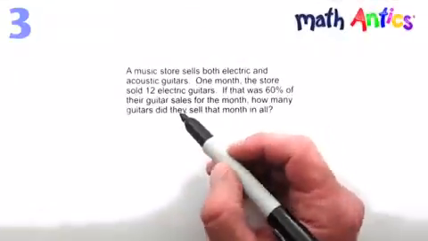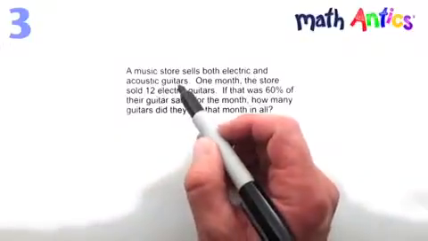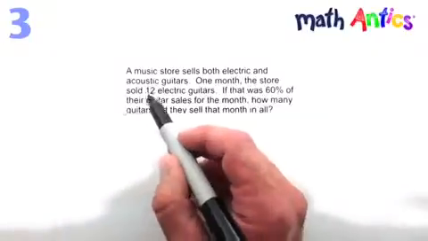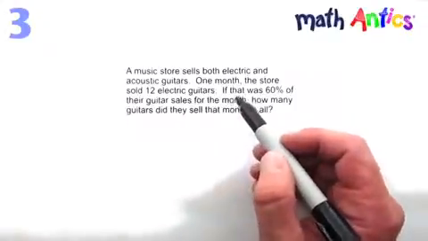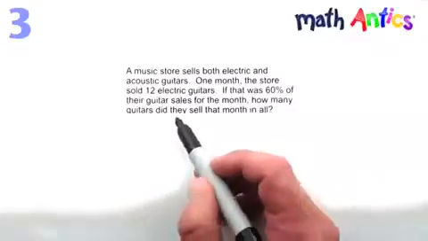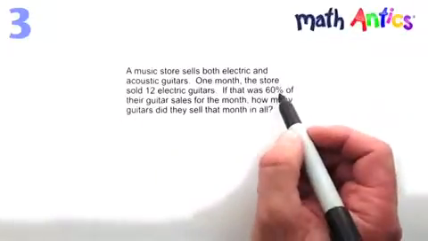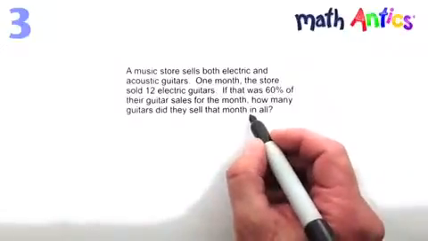Our next problem says, a music store sells both electric and acoustic guitars. One month, the store sold 12 electric guitars. If that was 60% of their guitar sales for the month, how many guitars did they sell that month in all? Okay, so we've got a percent problem, and the key word here is in all.